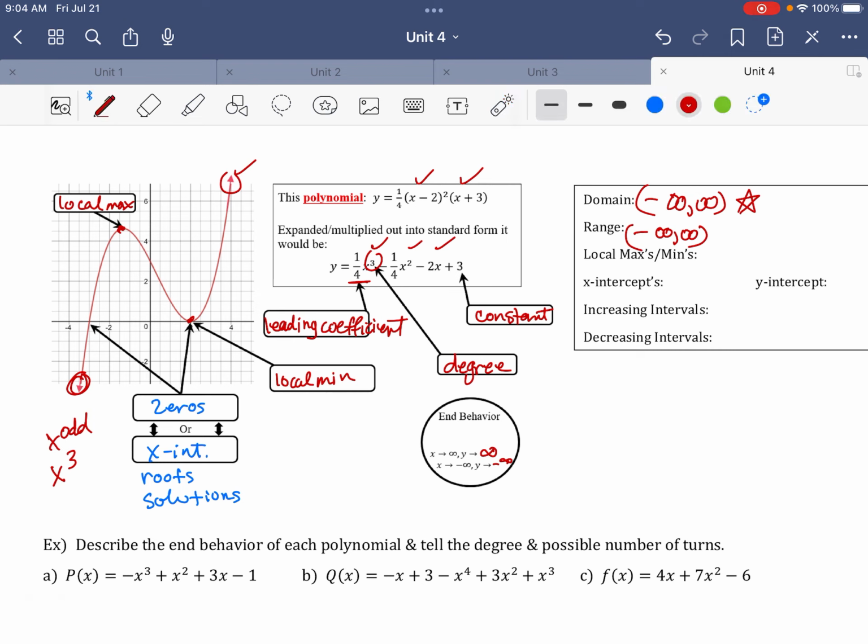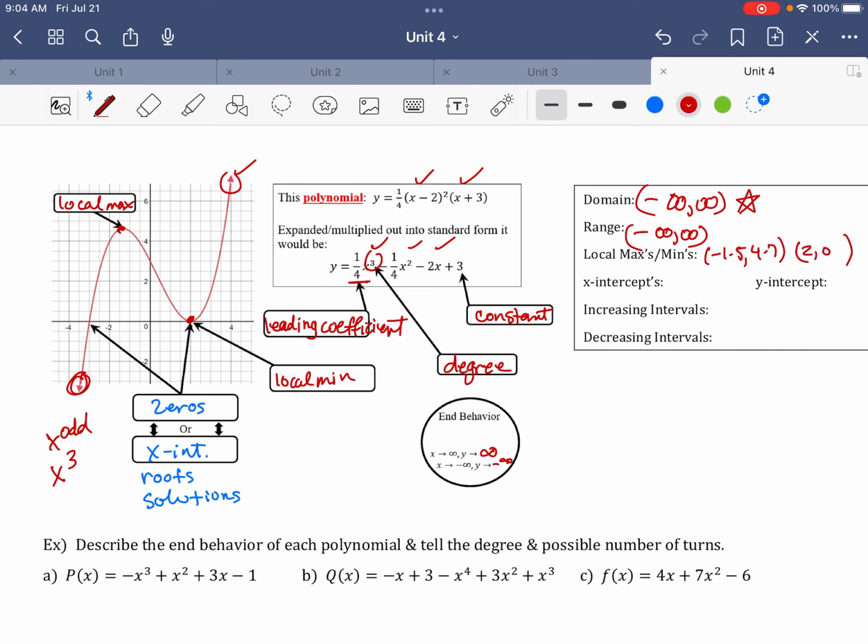All right, local mins and maxes. Let's see this point right here. I'm going to say about -1.5 and 4.7. We're just estimating here. So -1.5, 4.7, and this guy right here, that's at 2, 0.